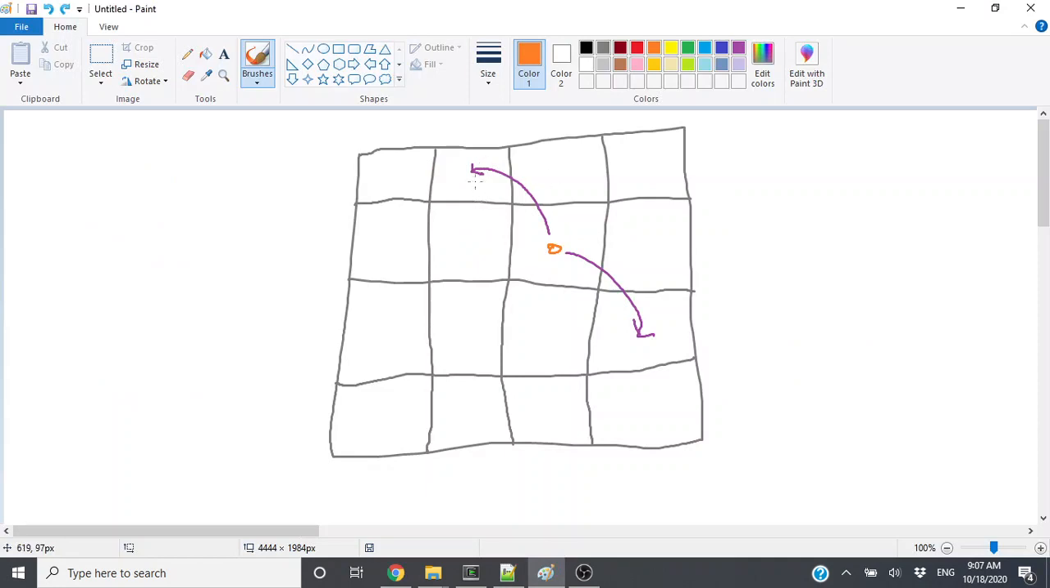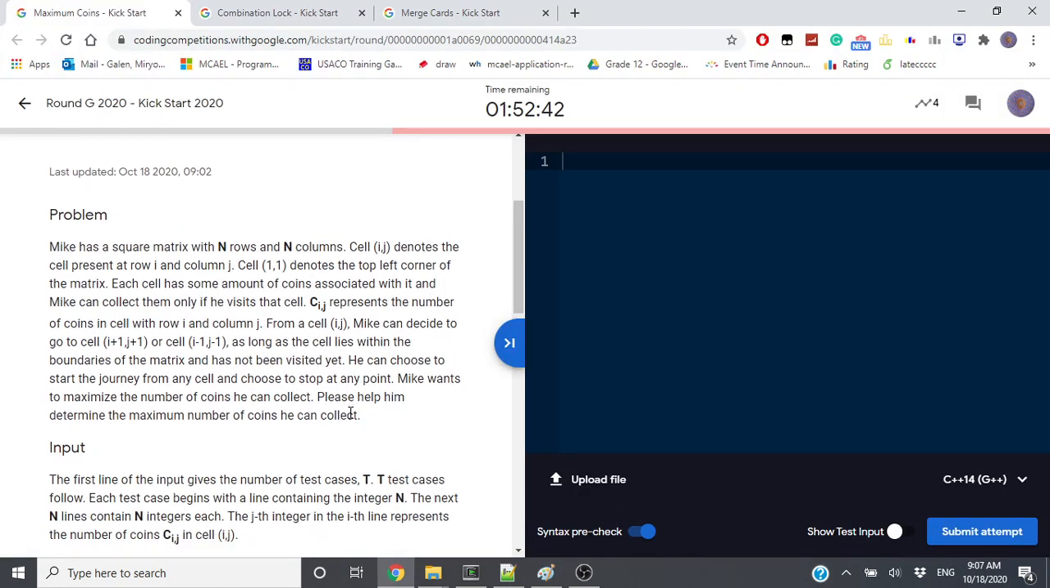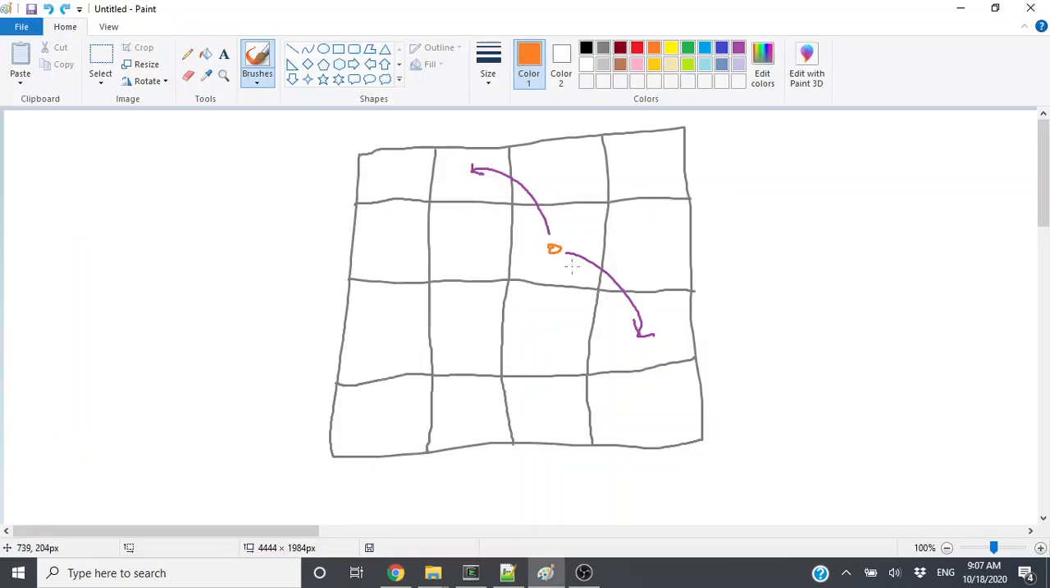If you visit a cell, you can pick up some number of coins. If you revisit a cell, you can only get the coins once, so you can't get it again. But basically, you want to figure out the best starting point to give you the maximum number of coins possible. And so the number of coins you get is basically the sum of all coins of the cells you can reach from a certain starting point.